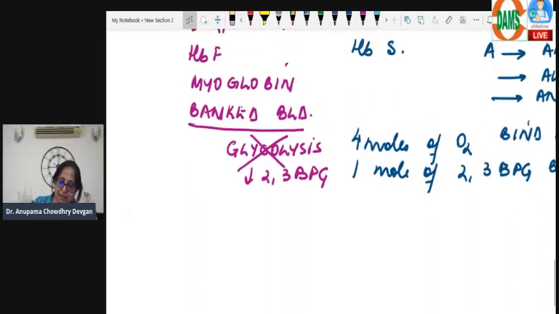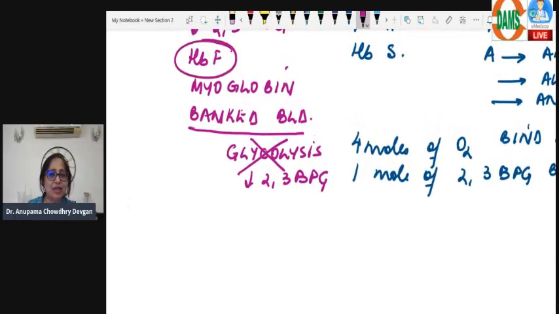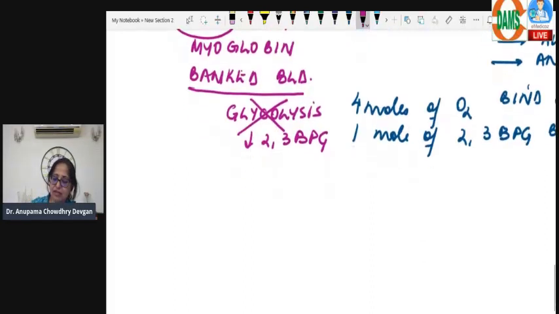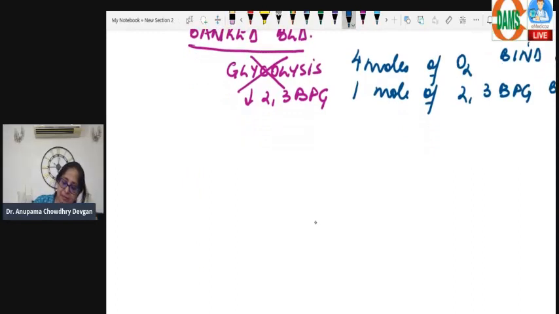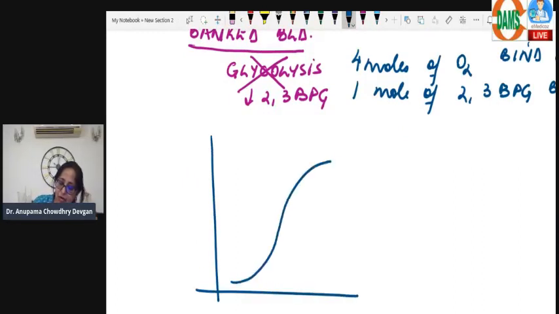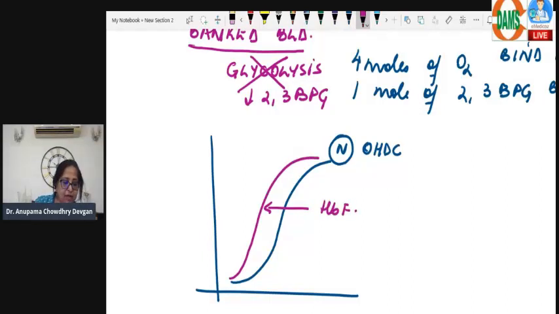Now, let's see the last point today, and that is what happens in HbF. In HbF, like I said, it is a left shift of the curve. This is a normal oxygen hemoglobin dissociation curve. The HbF curve is to the left of normal. This is the HbF oxygen dissociation curve.